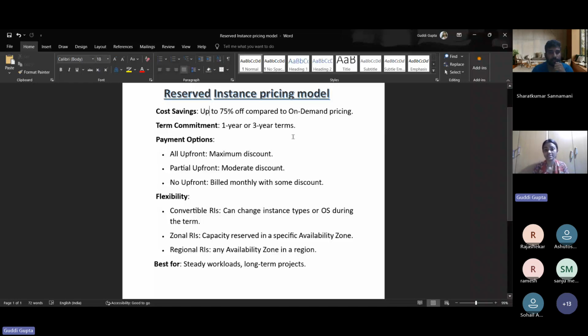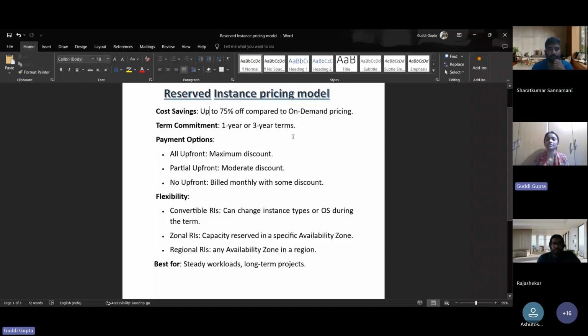The pricing model is the reserve instance pricing model. This is a type of pricing model provided by AWS EC2. In this pricing model, we get up to 75% off compared to the on-demand pricing model. Also, in the reserve instance pricing model we have a term commitment. When we are creating instances, we can commit for 1 year or 3 years. If we commit for a long period of time, we get a lot of discount.